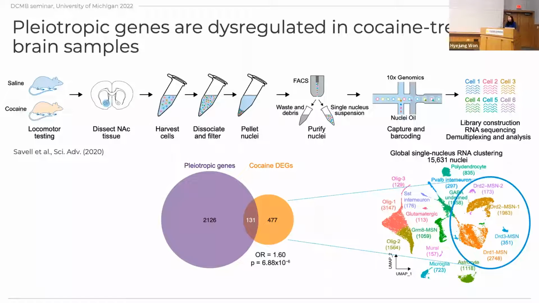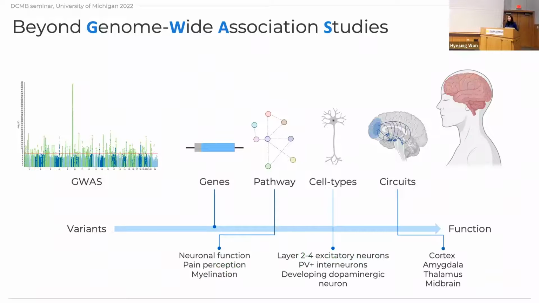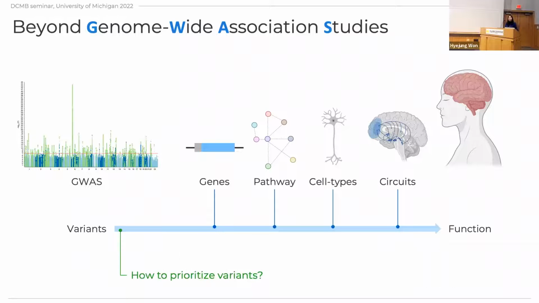of substance of abuse. So to summarize the first part of my talk, I hope that I convinced you today that we can potentially use H-MAGMA to map variants to the target genes. And by mapping GWAS for substance use, we were able to identify biological pathways, cell types, and circuits that are involved with substance use biology. So with that, I am going to the next part of my talk, which is how we would like to prioritize the variants.